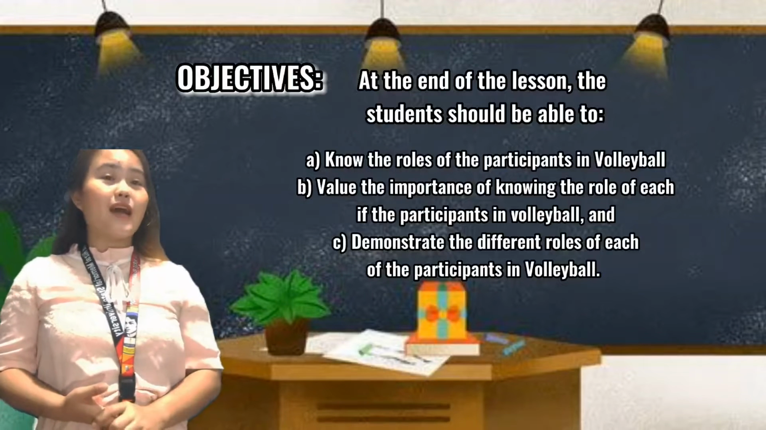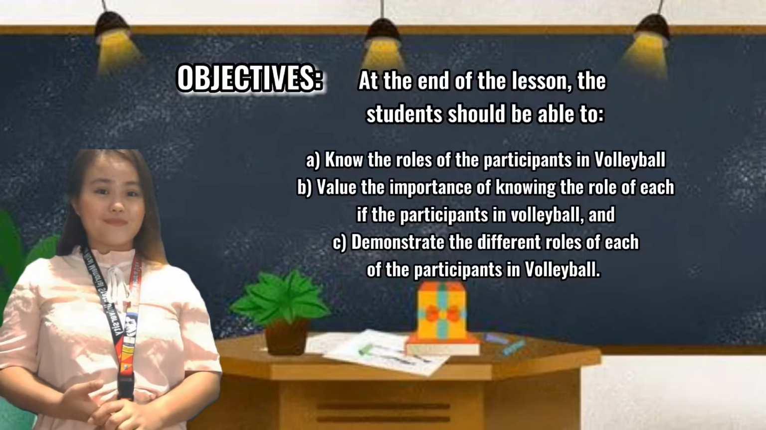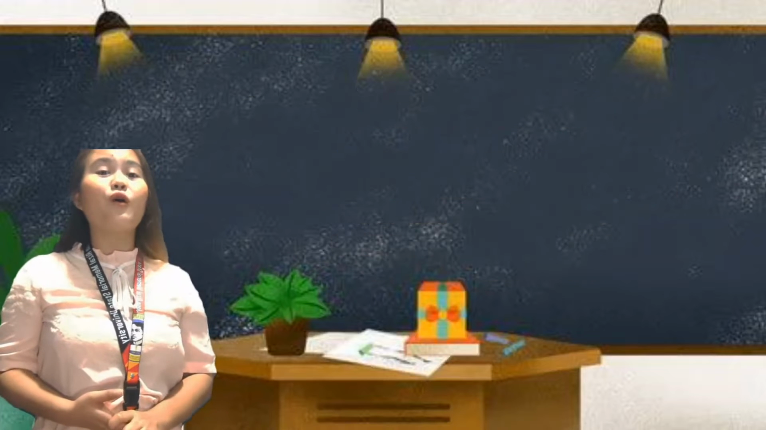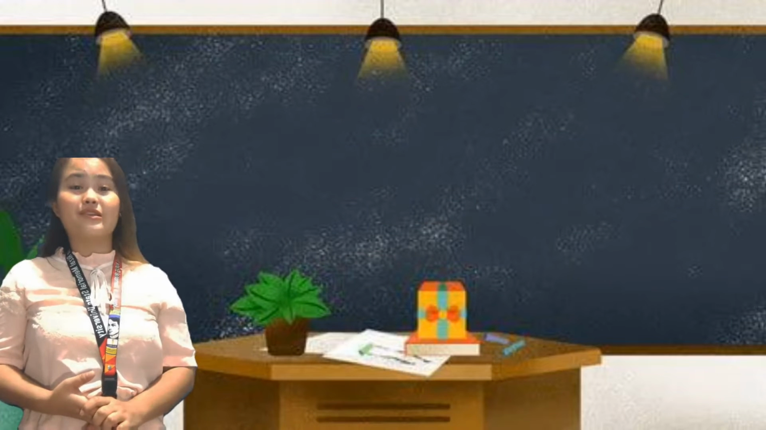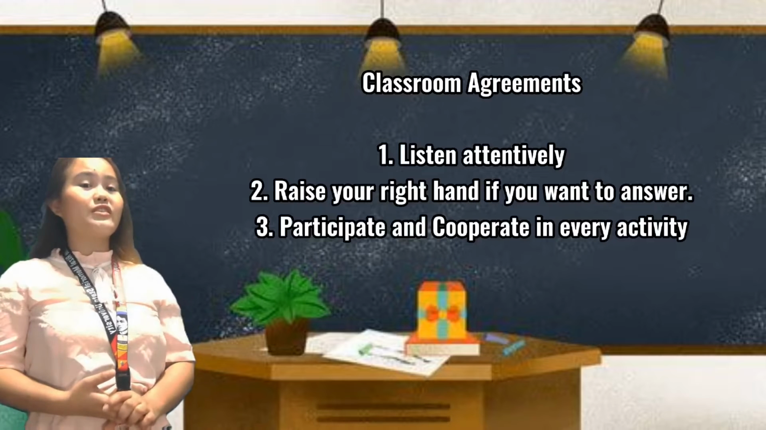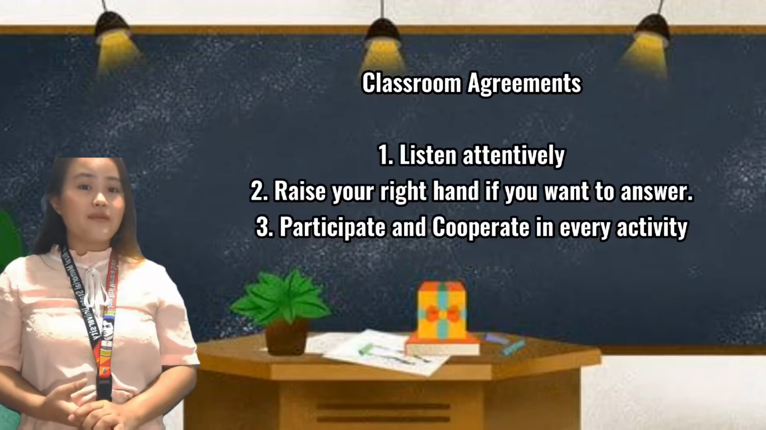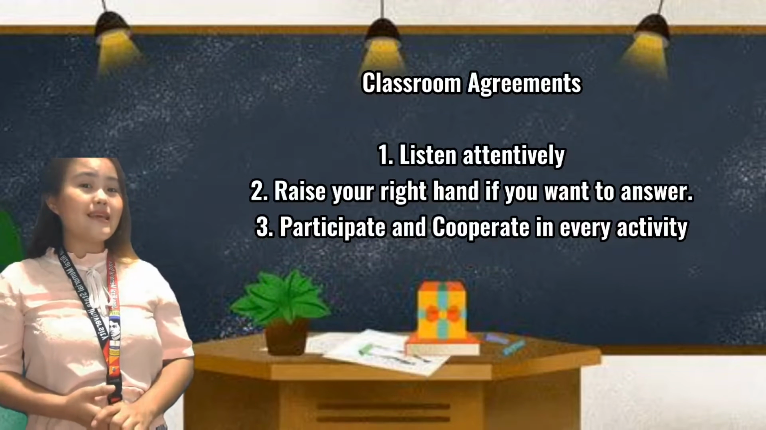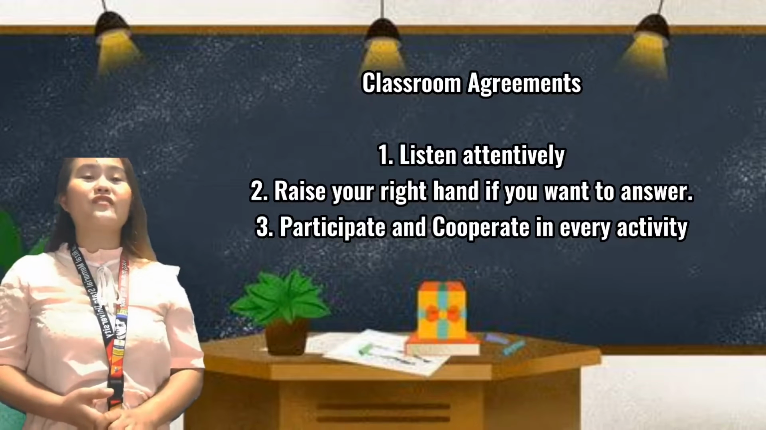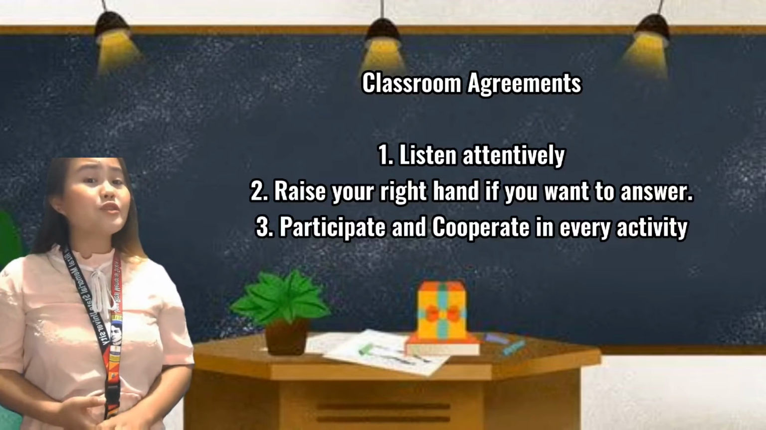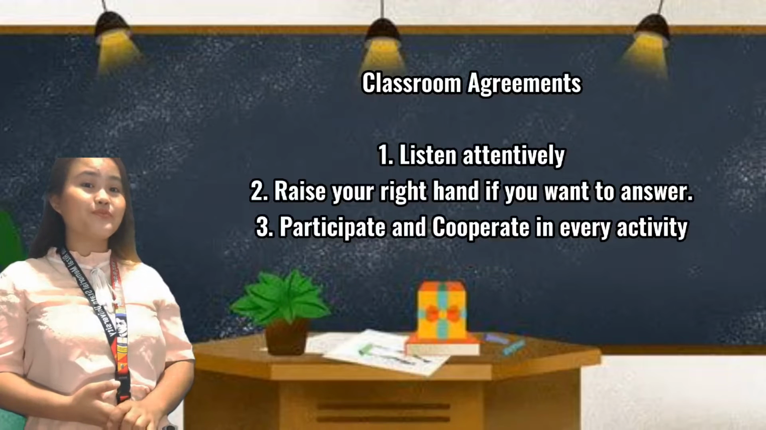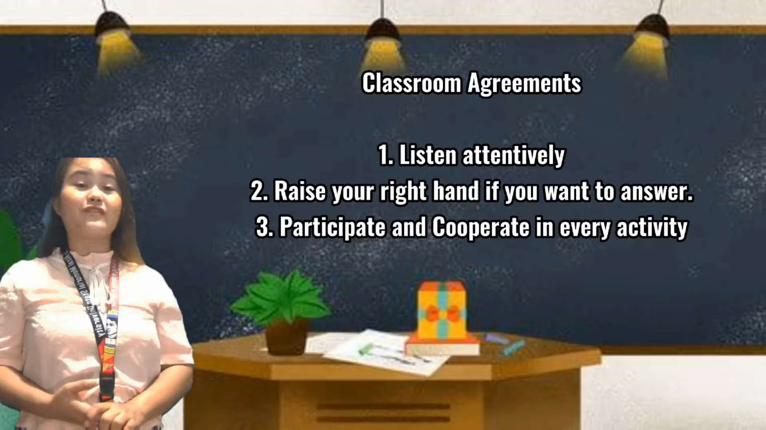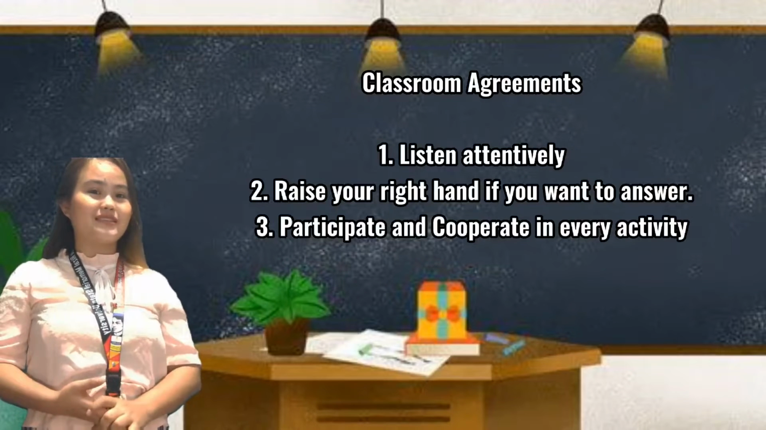So are the objectives now clear to you? Yes, ma'am. Okay, very good. So before anything else, I want you all to know our classroom agreements first. The first agreement is listen attentively. Next, raise your right hand if you want to answer. And lastly, participate and cooperate in every activity. Are our classroom agreements now clear to you? Yes, ma'am. Okay, so I am expecting all of you to always observe our classroom agreements.